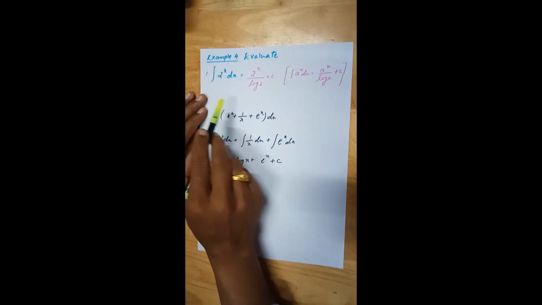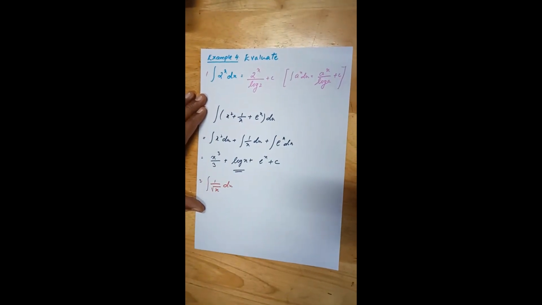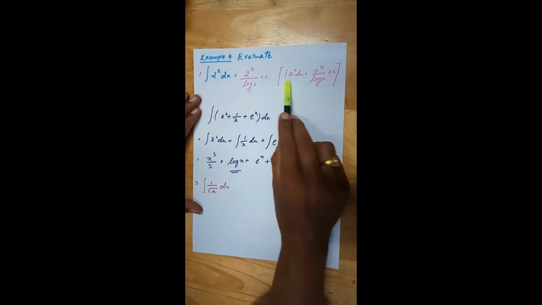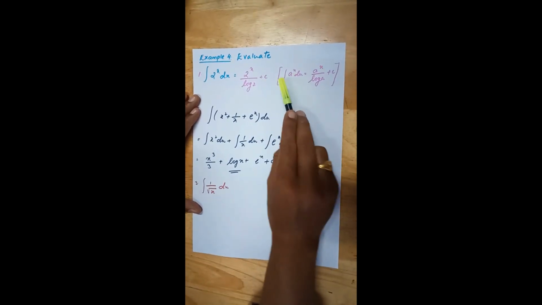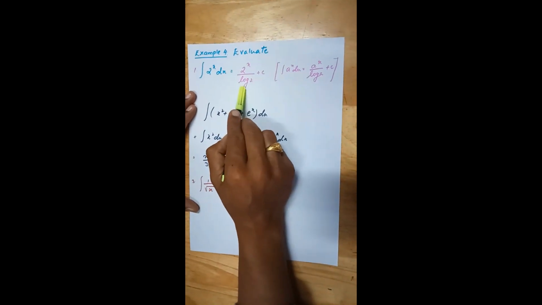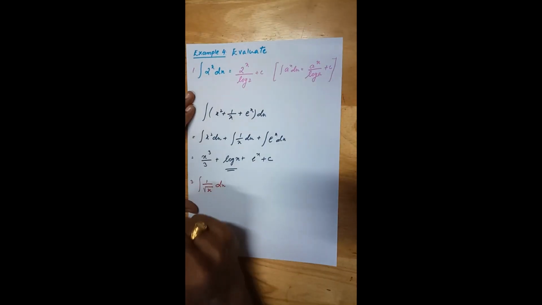Okay, now let's take a look at another example, integration of 2 to the power x dx. So this is like the integral of a to the power x dx, where a is a constant. So 2 to the power x divided by log 2 (log e) plus c.